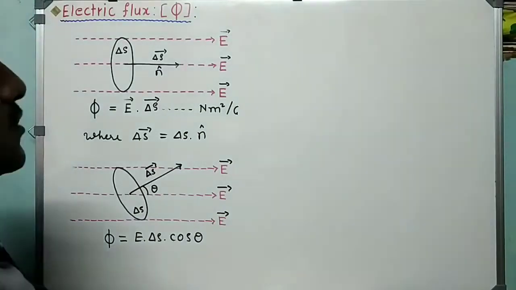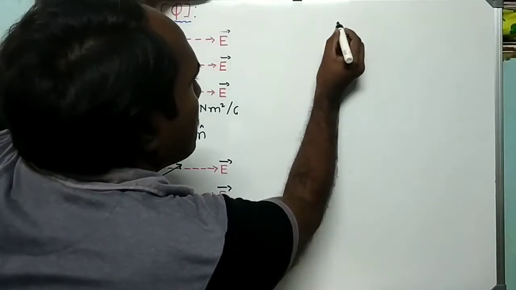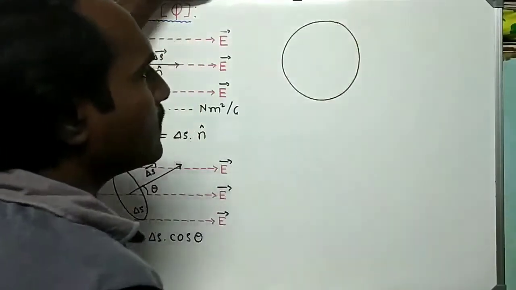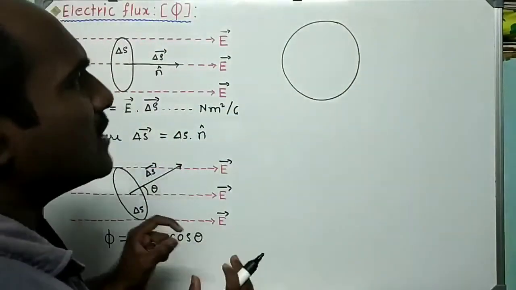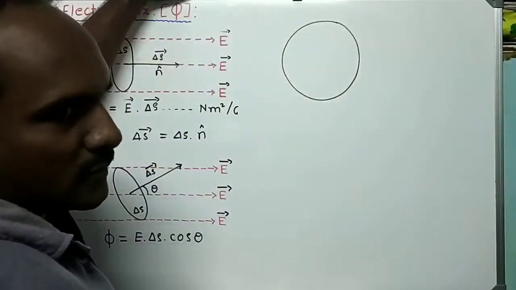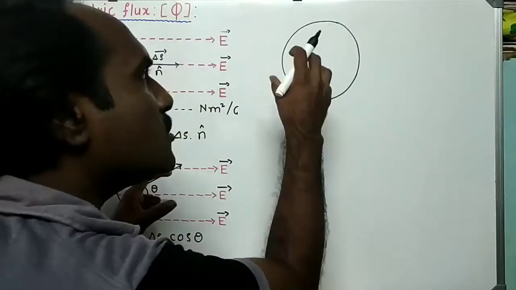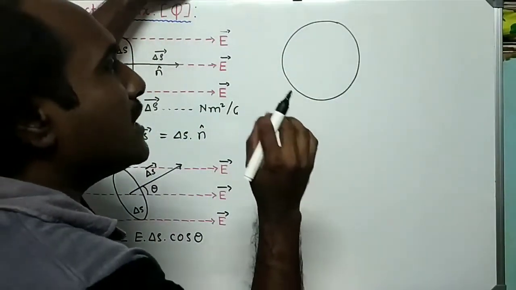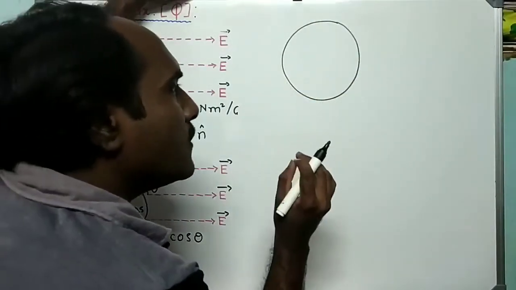Getting the idea? Now I will consider one spherical conductor here. Here there is a spherical conductor, and this spherical conductor is charged. Now let us find the flux of this spherical conductor. What is the total number of field lines passing through this spherical conductor? To calculate the total electric flux across this spherical conductor, what do we have to do?